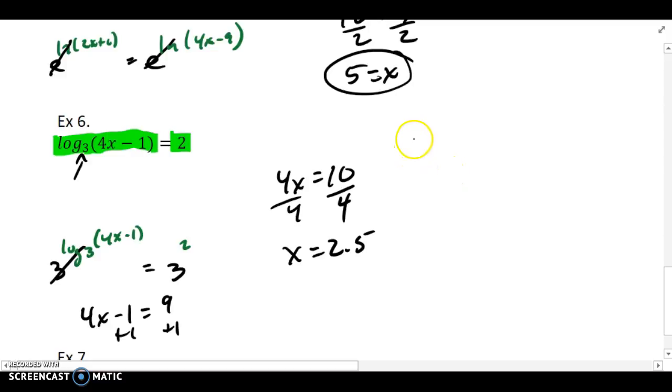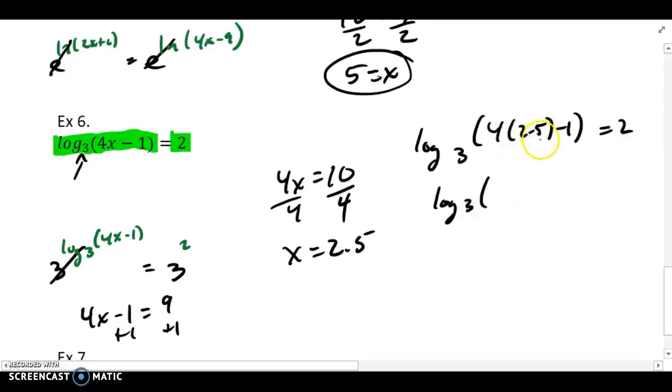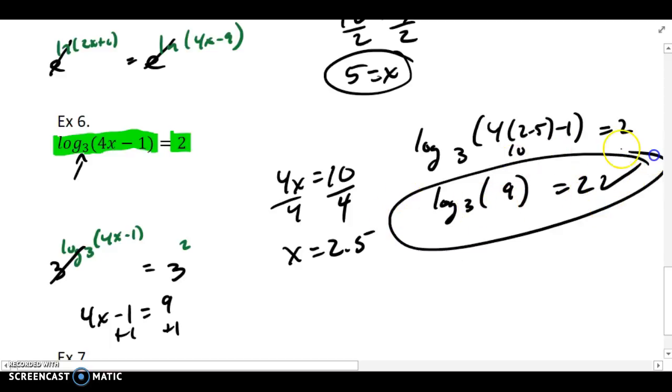And then we need to check this. So log 3 of 4 times 2.5 minus 1. And that's supposed to equal 2. 4 times 2.5 is 10. 10 minus 1 is 9. What power of 3 gives 9? 2. That's right. So we're good.